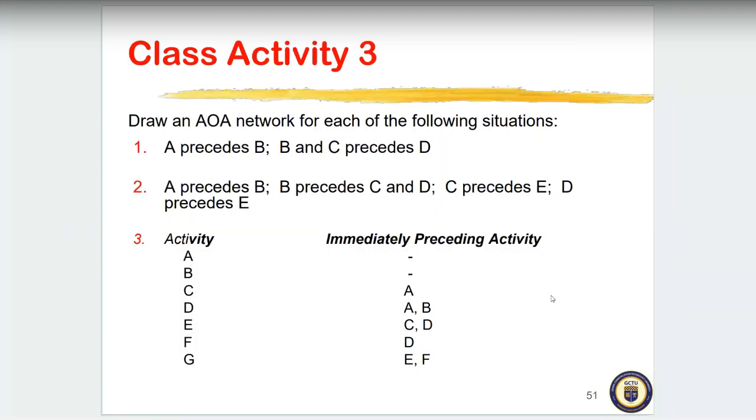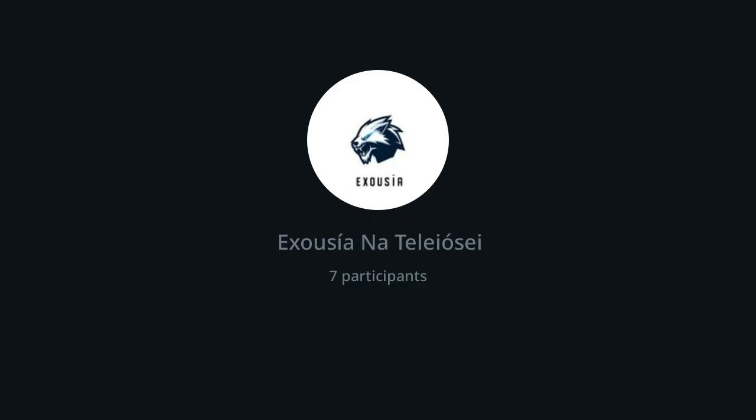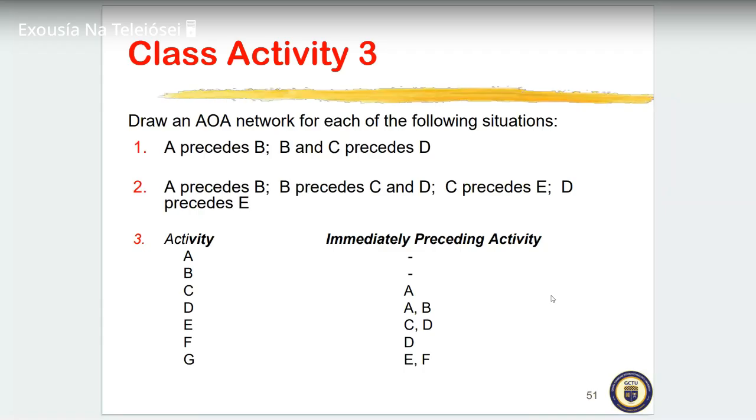It says that we should draw an activity-on-arrow network for each of the following situations. A precedes B, and B precedes C, and then C precedes D. A precedes B, B precedes C, and then D. And then C precedes E and D. Okay, so we should draw this particular one.